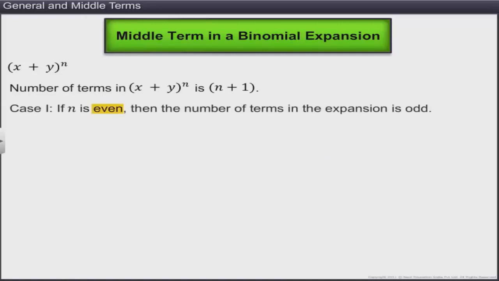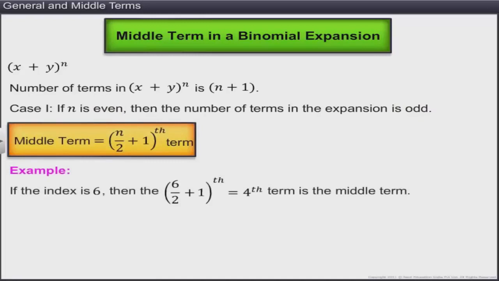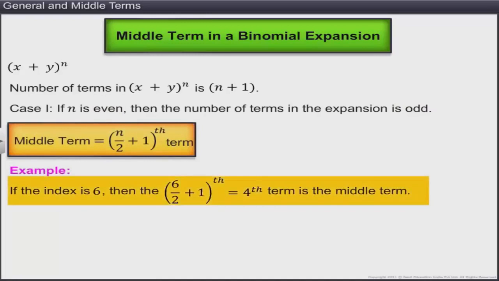If n is even, then n plus 1 is odd. That is, the number of terms in the expansion is odd. In this case, there will be only one middle term, which is the (n upon 2 plus 1)th term. For example, if the index is 6, then the number of terms in the expansion is 7, and the middle term is the 4th term.